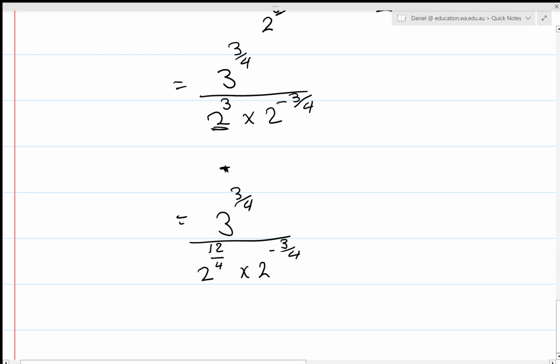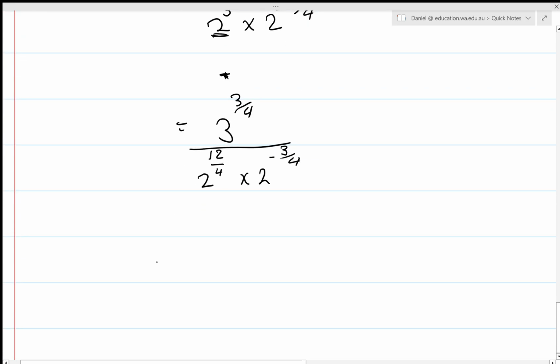Now I've got the same base. I can combine those together and we can finish this problem. So the answer here will be 3 raised to the 3/4 over. So I've got 12 over 4, take 3 over 4, adding them together. So that 12 take 3 is 9, so it's going to be 2 to the 9 over 4. And that is our answer.